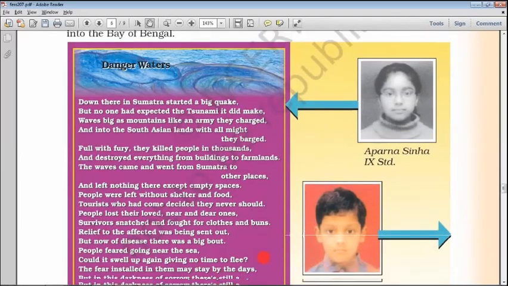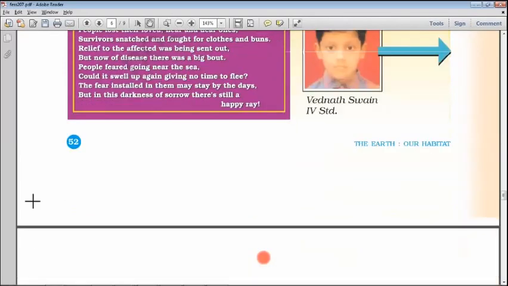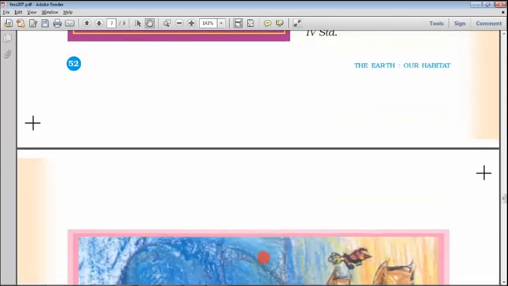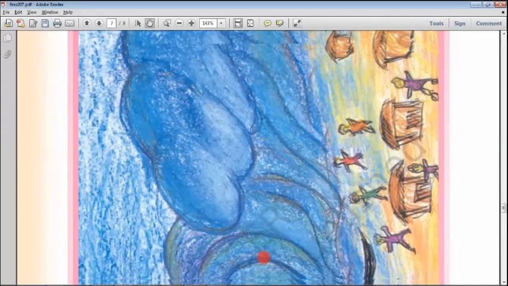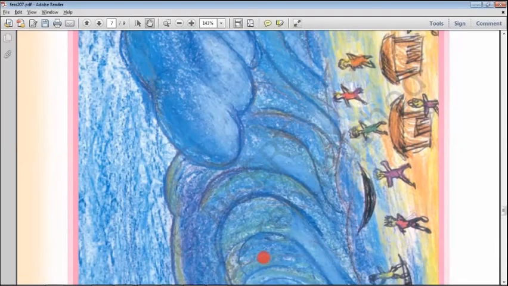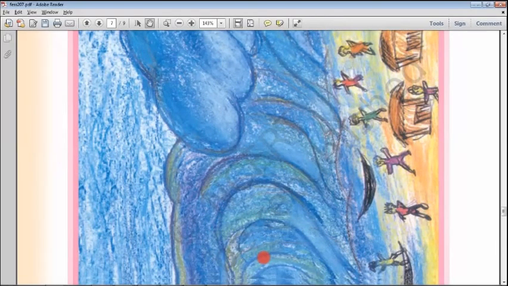These coastal plains are subjected to many natural calamities, like the tsunami which happened in 2004, which devastated these coastal plains, causing loss of life and property.